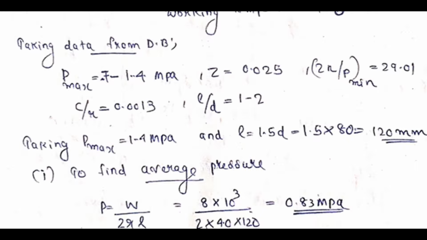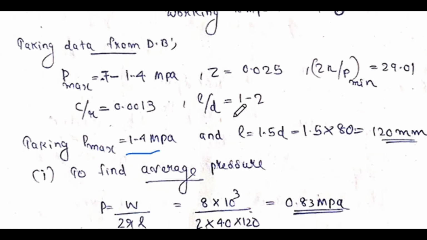So here the maximum pressure is given in the range of 0.7 to 1.4 megapascal, but we need to consider the maximum pressure, so take 1.4 megapascal. L by D is in the range of 1 to 2. From that assume L by D as 1.5, so L equals 1.5 D. These are the initial assumptions we are taking before solving this problem. D is already given, so we can find the length from here. That will be 120 mm.